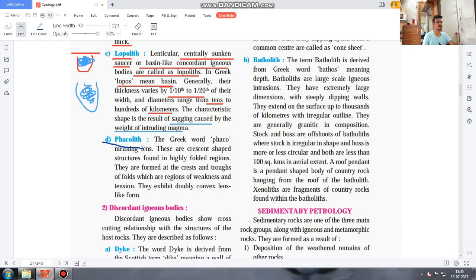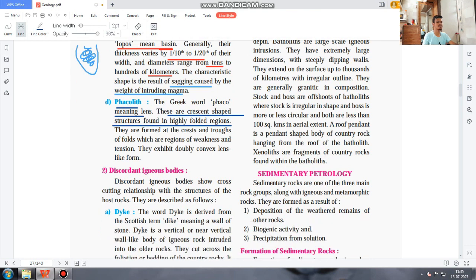Next is phacolith. Phacolith means lens. These are crescent-shaped structures which represent highly folded mountains. They are formed from crests and troughs. Crest and trough you may be learning in physics also, up and down, in the practical examination with the tuning fork. The region of weakness under tension exhibits a double convex lens-like form. Any one point they can ask. This is crest, this is trough, and so on it goes.